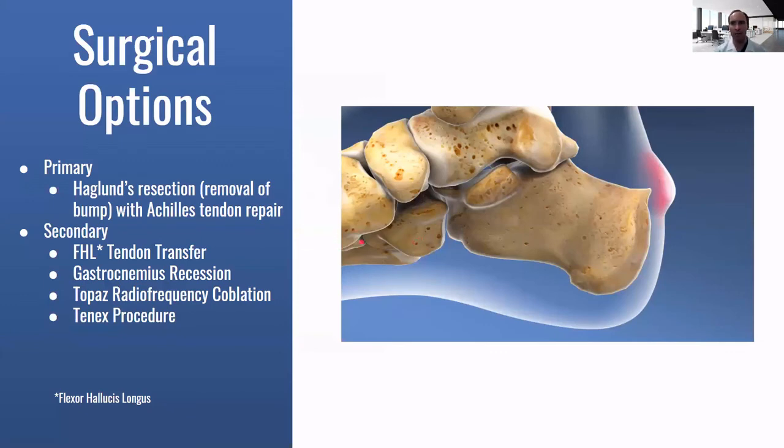Mainly we're speaking of the Haglund's, right? There's not a lot that we do for the Achilles itself to repair it unless it's torn. But for the Haglund's, what we do is we remove a part of the bump and then reattach the tendon. And sometimes we have to do an FHL tendon transfer to help augment or to help increase the strength of the Achilles. Sometimes loosening or cutting through the gastroc can be helpful, and then the Topaz can be useful. Once again, the Topaz makes little micro holes, and there are some other procedures as well.